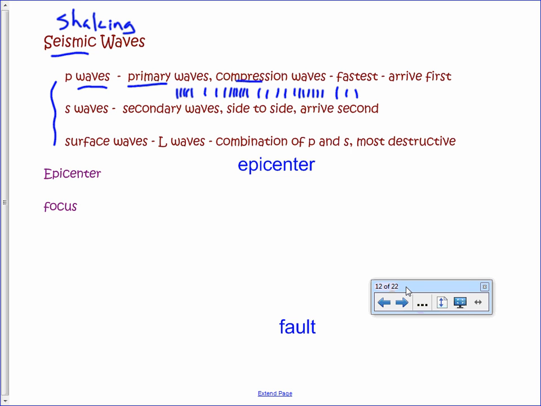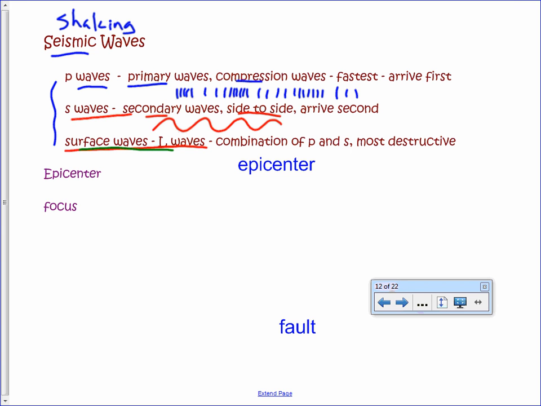Then the secondary wave, secondary, side to side, and obviously a side to side movement like this, they arrive second. They travel the second fastest. See how confusing those scientists are? Crazy. Then the surface waves, they arrive third.